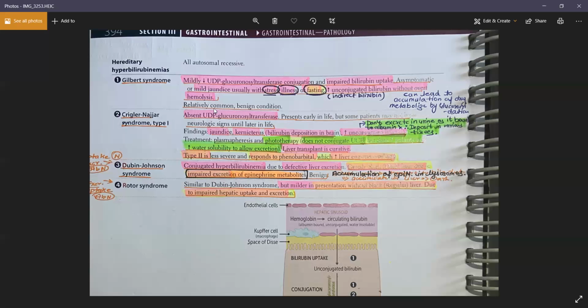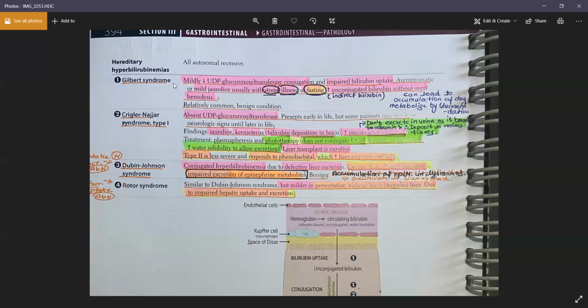So the patient will be absolutely normal. Only in case of stress, illness, or fasting will this induce high levels of unconjugated bilirubin. So it would be a patient with an absolutely normal history, but who sometimes gets intermittent, or I can say episodic, symptoms of hyperbilirubinemia, of jaundice, right? That's how you can know the patient has Gilbert syndrome. Whenever you encounter a patient with episodic hyperbilirubinemia, the patient must be having Gilbert syndrome.